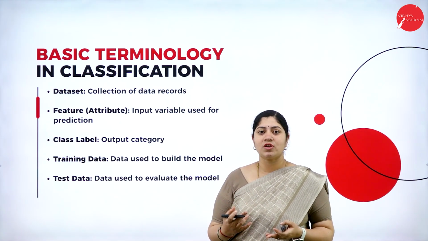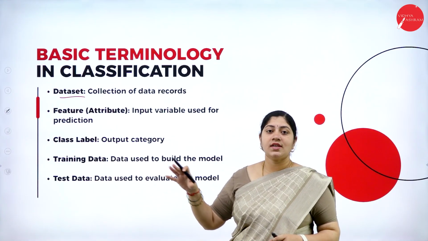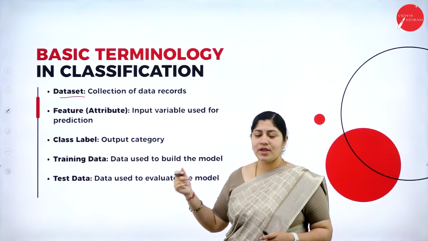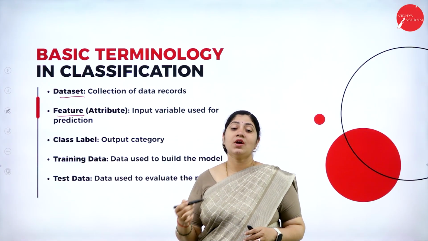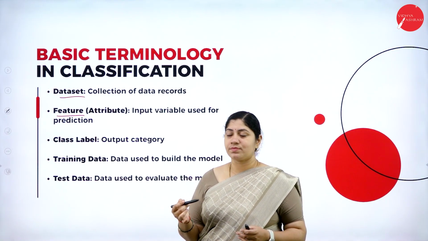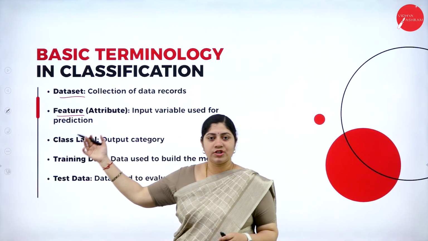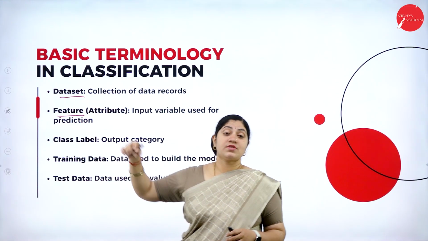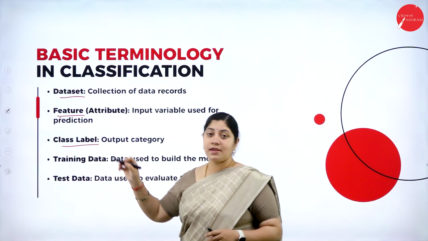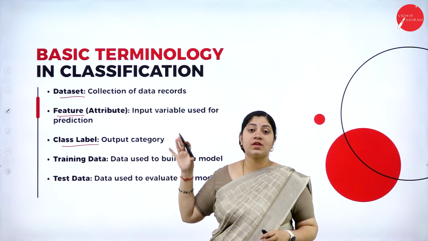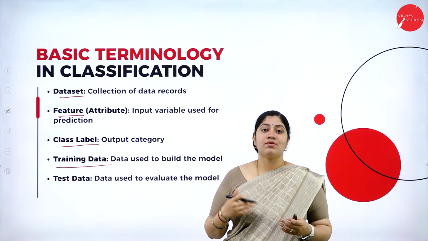The first term that can be used is a data set. A data set is a collection of data records. The second term that is used under data science is none other than the feature, or the attribute. It means it gives us an input variable that is used for further predictions. So the first one is the data set, and the second one is the feature or the attribute. Moving forward, the third terminology is none other than the class label, which gives us the information on the output category.